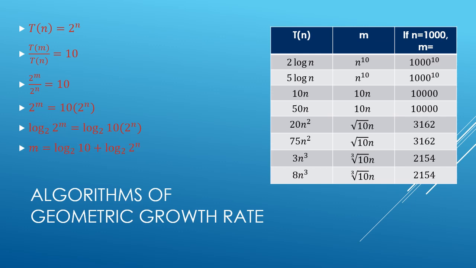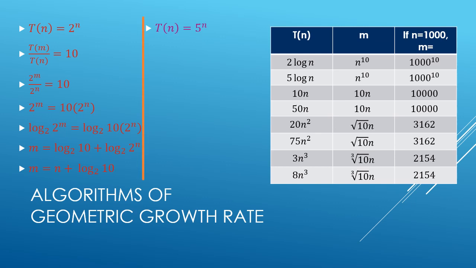I get this equation. m is log of 10 to the base 2 plus log of 2 raised to n to the base 2. In the last term, again log and 2 cancel each other out, and I get this equation. m is n plus log of 10 to the base 2. Log of 10 to the base 2 is 3 point something.